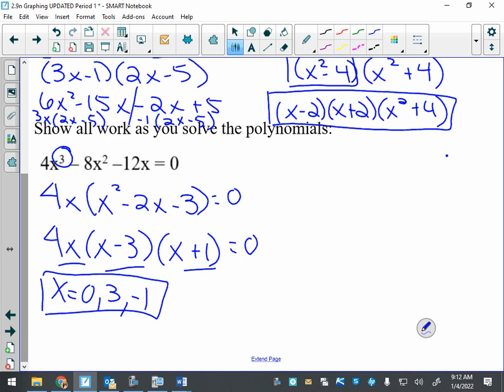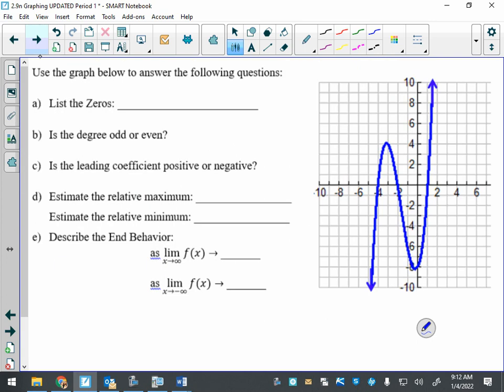Perfect. All right. And then this one here, which is where we left off before break. You want to list the zeros, which are your x-intercepts. What do we see on the graph? What are they? Let's go, you guys. Same people. They're answering. Yep, Eliza. Negative 4, negative 2, and what else? 1. Perfect. Good. Is this degree odd or even? Kip, how can you tell?